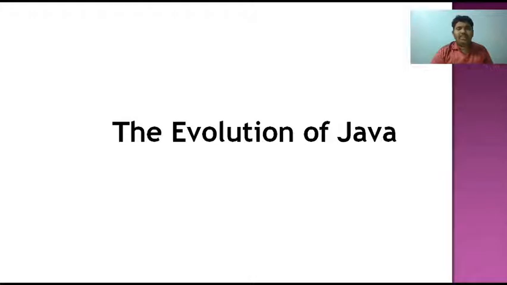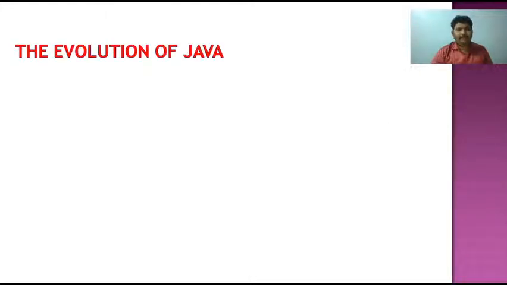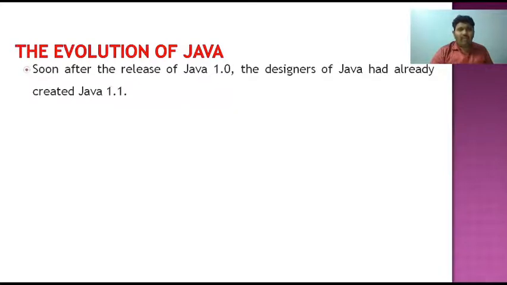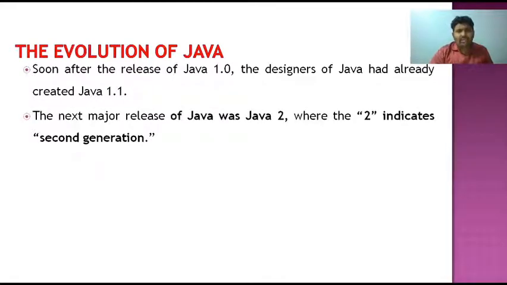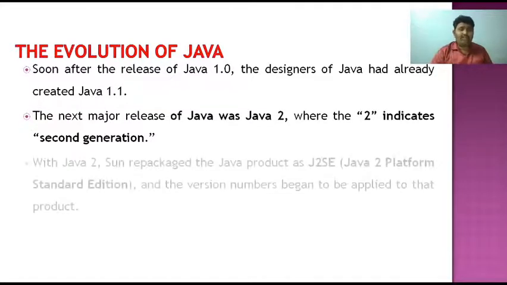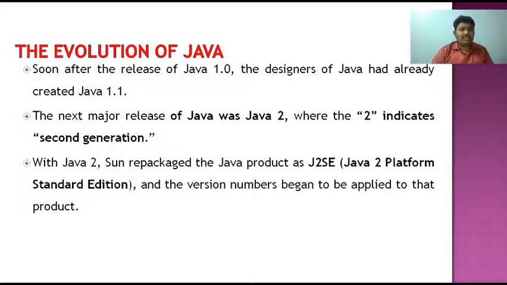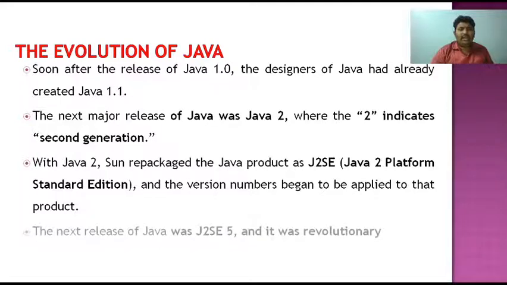Now we are going to discuss the evolution of the Java programming language. First they released Java 1.0, and after that Java 1.1. The major release came as Java 2, where 2 indicates second generation, with many new features. They called it Java 2 Platform Standard Edition. After that they released J2SE 5, which was a revolution with so many features. They introduced JDK 1.5.